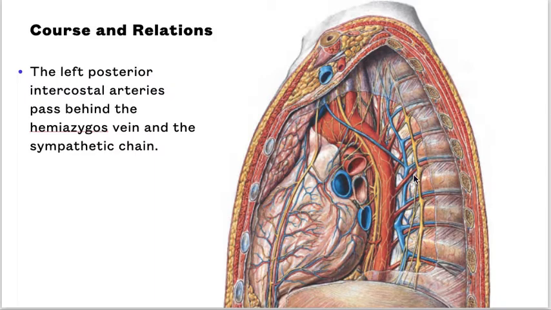Now, on the left side, the left posterior intercostal arteries are passing behind. This is the hemiazygos vein and this is the sympathetic chain. They are passing behind it.